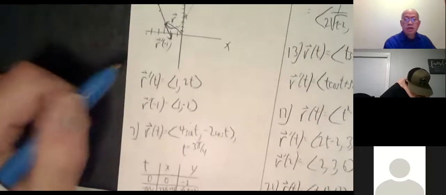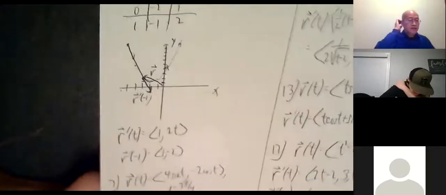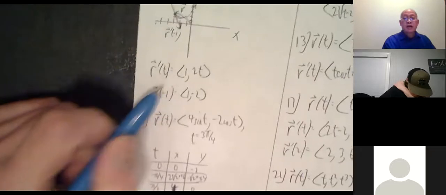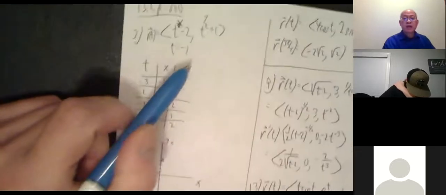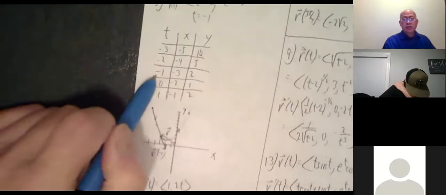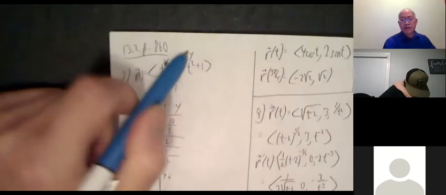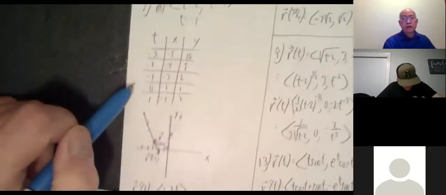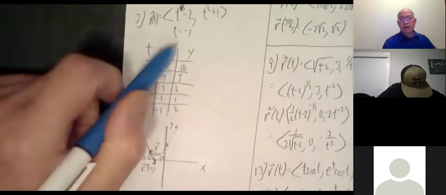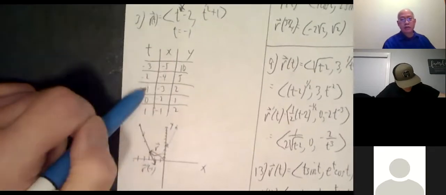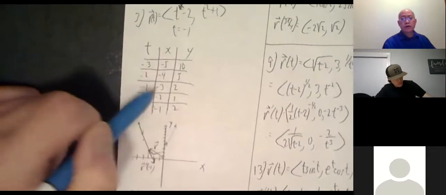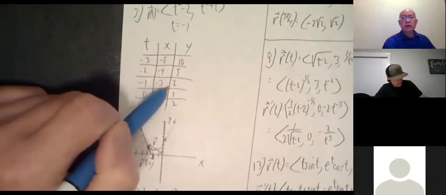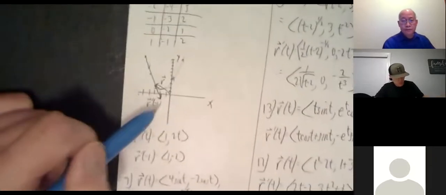Okay, then in the directions, they say draw the position vector and the tangent vector. Okay, so if I plug in negative 1, they want T is negative 1. I got it here. Why is negative 1 in the middle of my table? Because they told me to plug in negative 1. So instead of what I would normally put, 0 in the middle, they said negative 1. So I said, okay, I'll go negative 2, negative 3, and 0 and 1. So the point is negative 3, 2, the ordered pair.